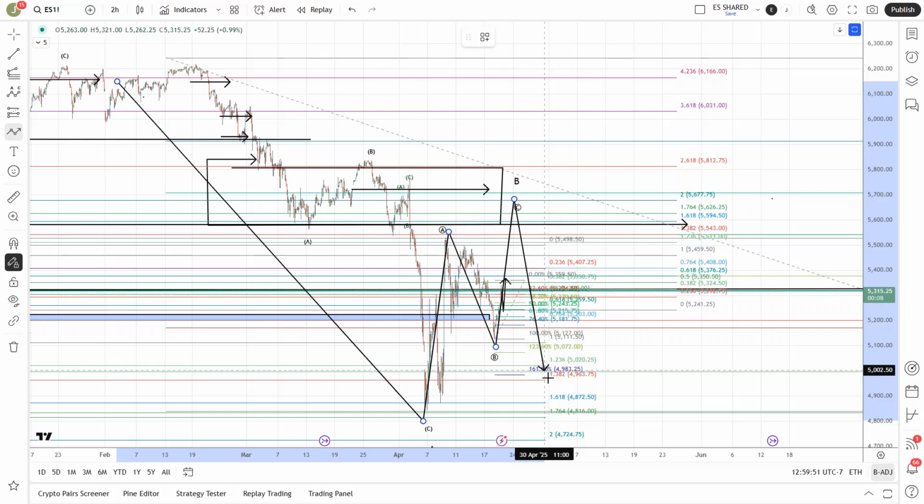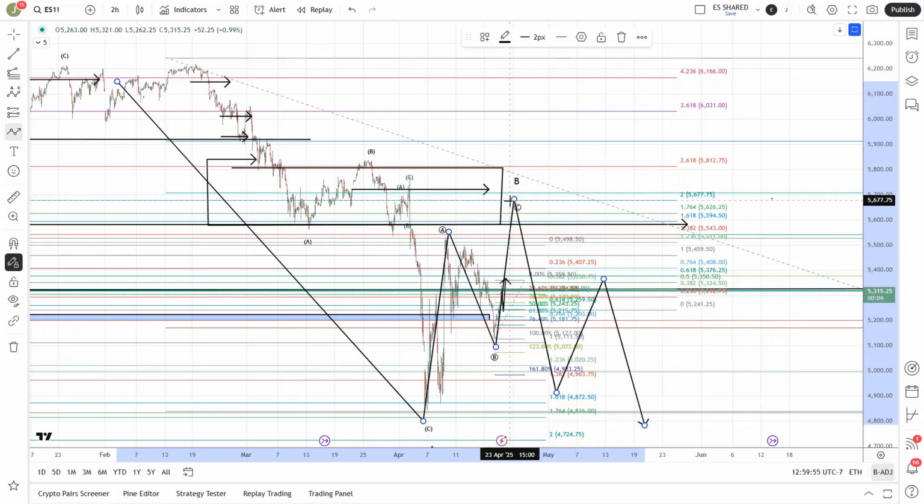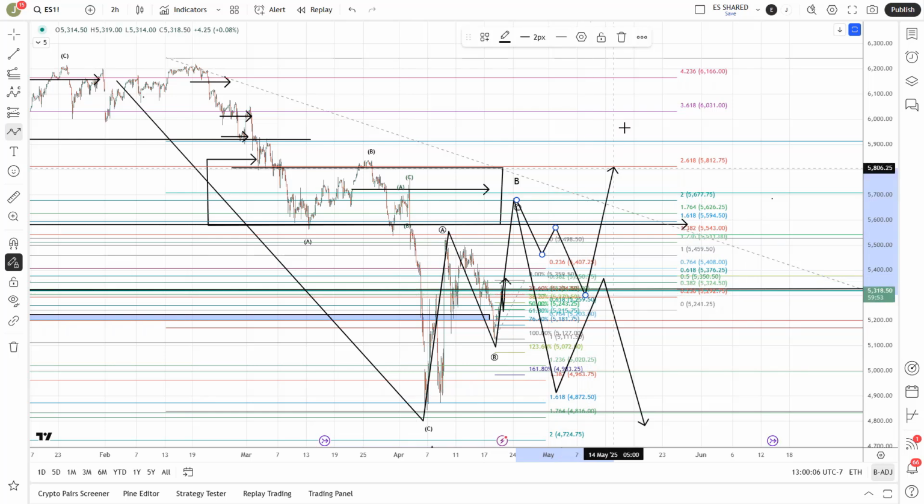And then we'd be looking for the start of a bigger C wave down if you're bearish, which means you'd be looking for a 5-wave move to the downside here, then a bounce, then a breakdown. Or if you're bullish, you're looking at a 3-wave move down and then back up to all-time highs. So really important time here for both the bulls and the bears.